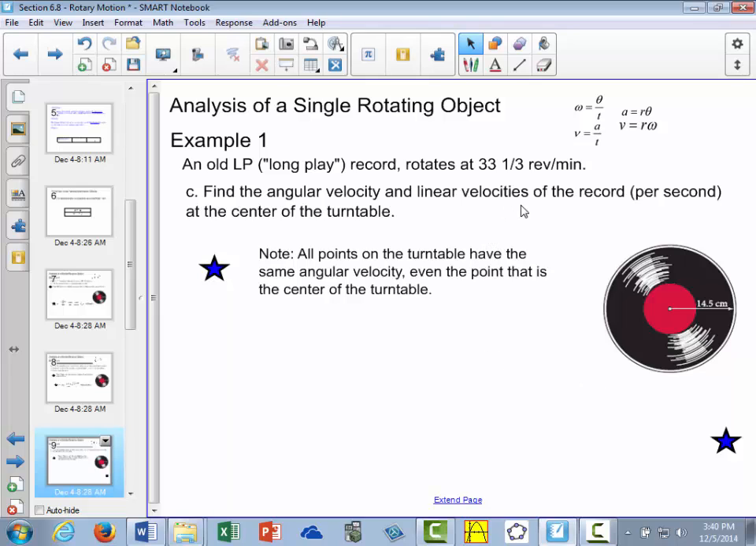The linear velocity at the center of the table, since our linear velocity is the radius or distance to the point from the center times the angular velocity, if we're at the center, then the distance here in the formula is just 0. So our linear velocity is 0 centimeters per second, because we aren't traveling any physical distance when we're at the center. We're just spinning around in place.